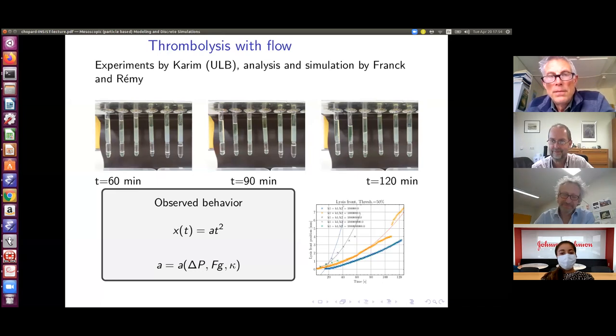And were you analyzing this when you were doing this experiment? Was there pressure just on the top of the clot? Yeah, it's just actually the amount of water that you get from the top.